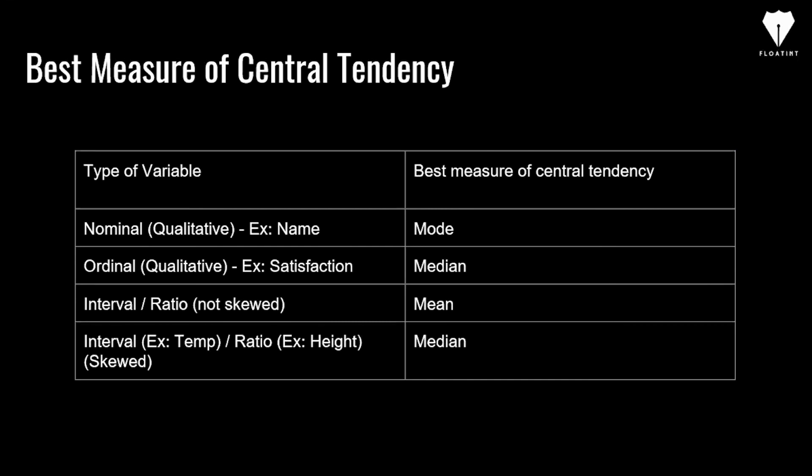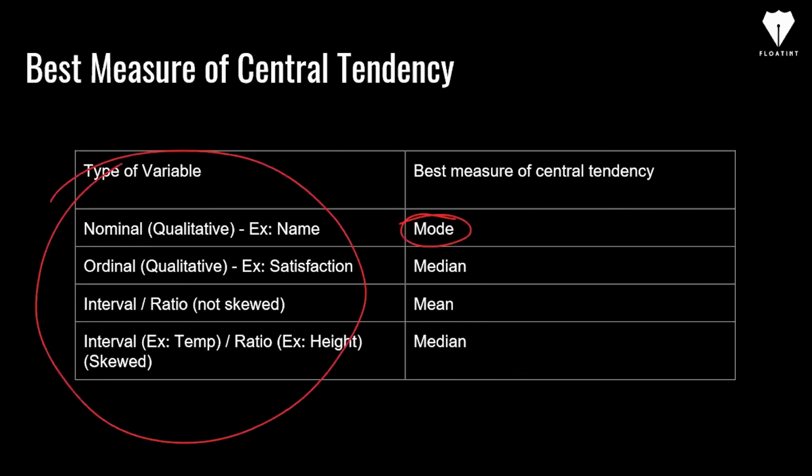This is the recommended measure of central tendency for the types of variables mentioned here. For nominal, you will always have to take the mode. For ordinal, you can go for median. For interval or ratio type of variables, you can take the mean. This is for a data set which is not skewed. But if the data is skewed, that is, there are a few outliers and so on, you can take the median for that data set. Okay, so this is all about the measures of central tendency.